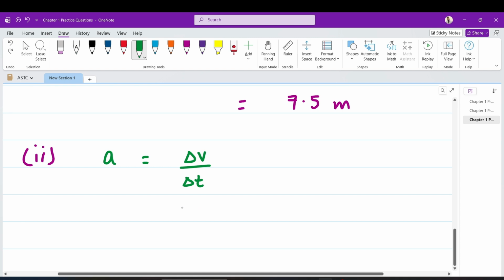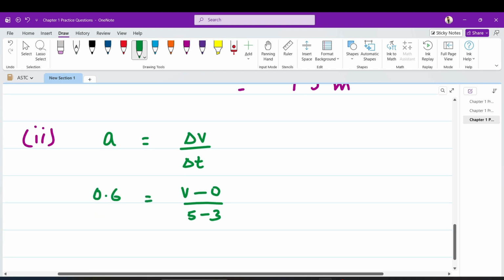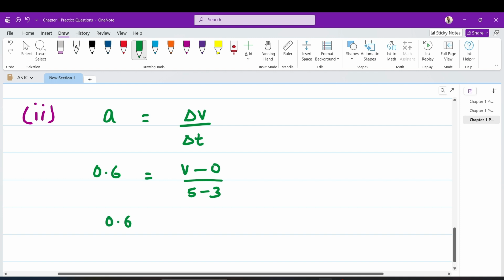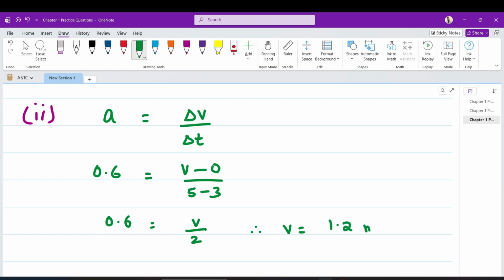So this would be v minus 0 over 5 minus 3, and the value of acceleration was 0.6. Okay, so that means 0.6 is equal to v over 2. Therefore, v is equal to 2 times 0.6, which is 1.2 meters per second.